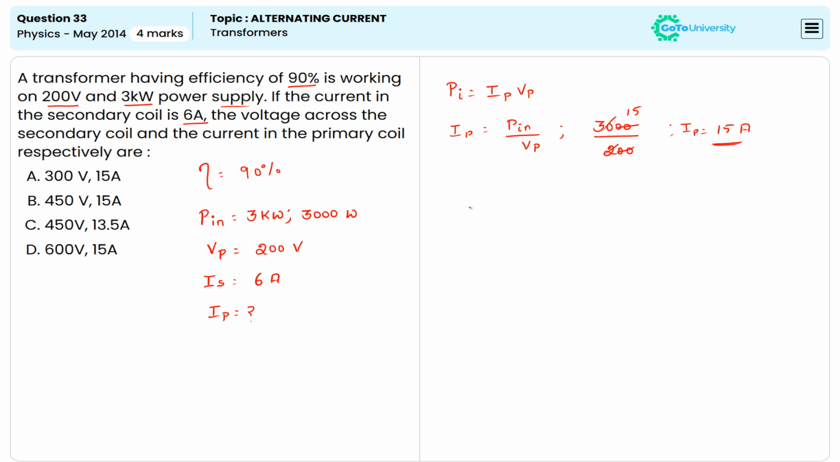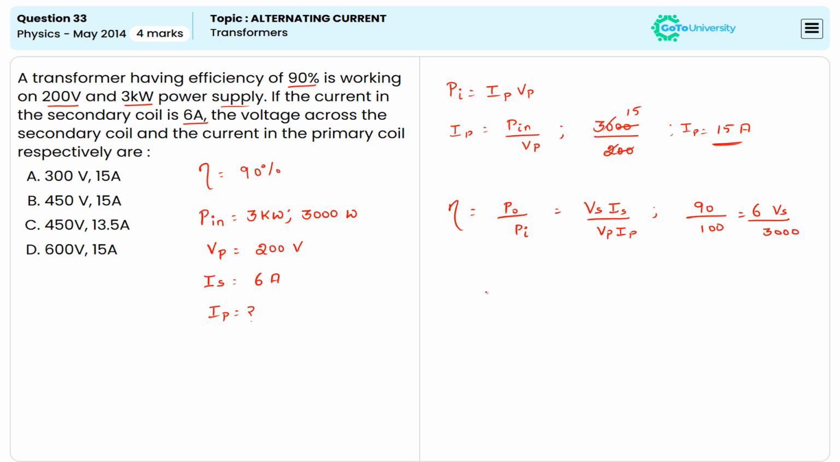Then we know that efficiency is equal to P naught divided by Pi. We can write this as Vs into Is divided by Vp into Ip, where s represents the secondary coil. By substituting the values, 90 over 100 is equal to 6 into Vs divided by 3000.